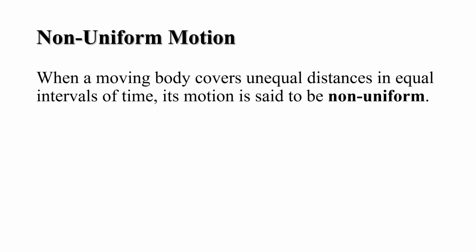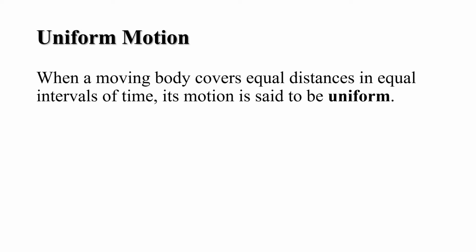And now let us understand non-uniform motion. When a moving body covers unequal distances in equal intervals of time, its motion is said to be non-uniform. And second is uniform motion. When a moving body covers equal distances in equal intervals of time, its motion is said to be uniform. In everyday life, we seldom find objects moving with a constant speed over a long period of time. So most of the moving objects that we observe around us are in non-uniform motion.